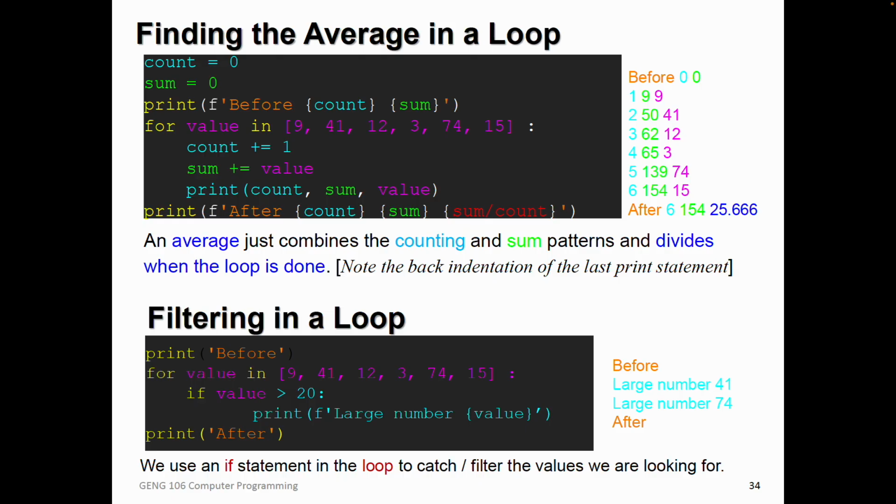And then how will we run it? Well, we first get 9. Is 9 greater than 20? No, then skip it. Is 41 greater than 20? The condition is true, so we will print this large number 41. Then 12 is not greater than 20. 3 will be false again. 74 is greater than 20, so we will print large number 74. 15 is again not greater than 20, so we will skip it. So we will print only these two numbers.